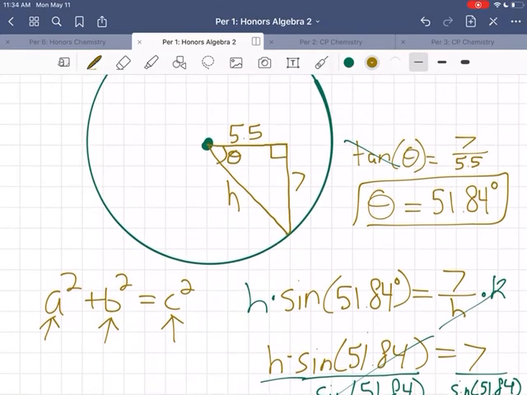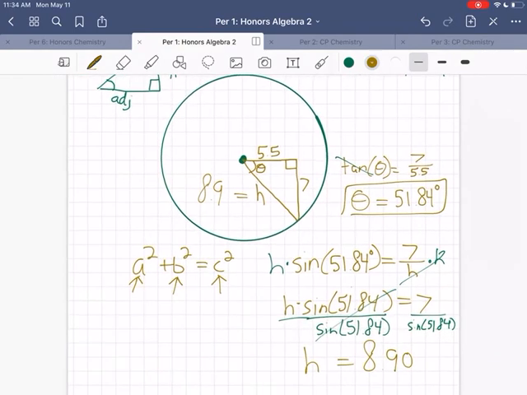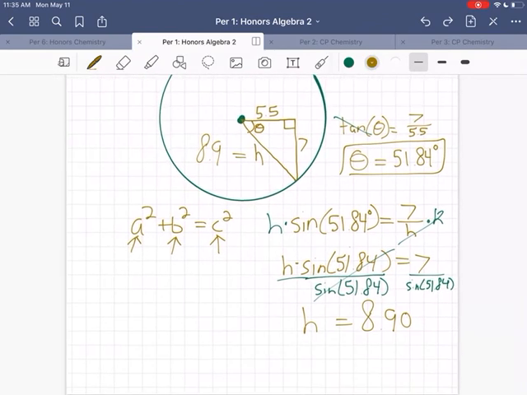Now, let's make sure that answer makes sense. If h is 8.9, it looks like it's going to be the longest length in our triangle, which it should be, and it's also just slightly longer than this, and that would make sense. So h is going to be equal to 8.9 units. You should get the exact same thing if you were to evaluate it using the Pythagorean theorem and solve for c, but either way is going to work.